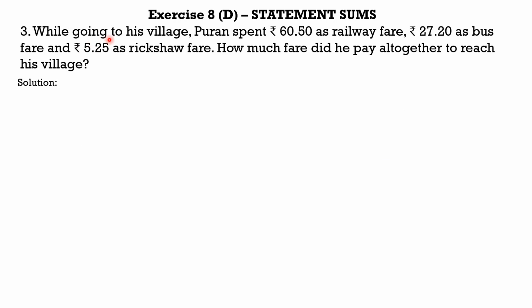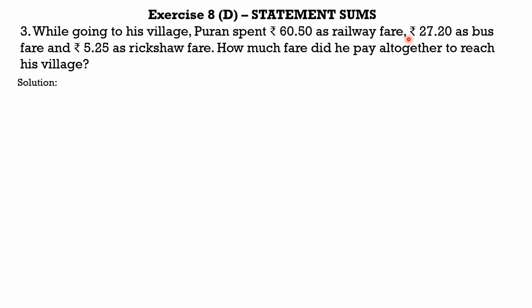So this is how we do the subtraction of money. Moving to the third sum. While going to his village, Puran spent rupees 60.50 paise as railway fare, rupees 27.20 paise as bus fare, and rupees 5.25 as rickshaw fare. How much fare did he pay altogether to reach his village? Here Puran first travelled by railway, so he spent rupees 60.50. From there he travelled by bus, so he spent rupees 27.20. And then he got an auto or a rickshaw where he spent rupees 5.25 paise as fare.